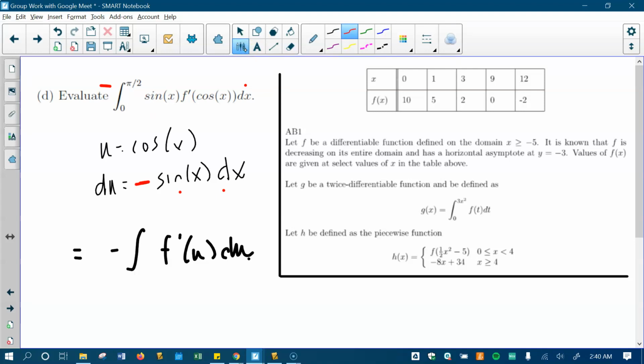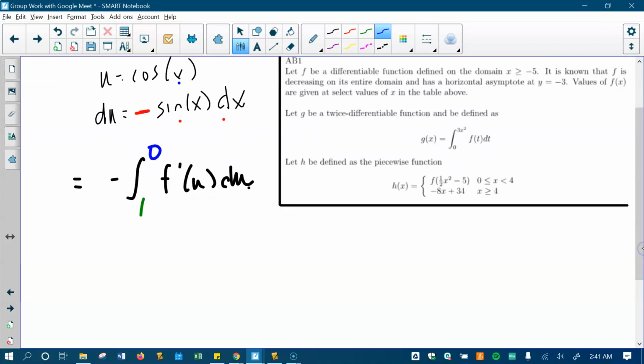Okay, now to get the limits of integration, I need to change this 0. Since x is equal to 0, let's see what it is when it's u. I have cosine of 0, which is 1, so this value is 1. And then to change pi over 2, x is pi over 2 here. So when I plug in pi over 2, I get 0.